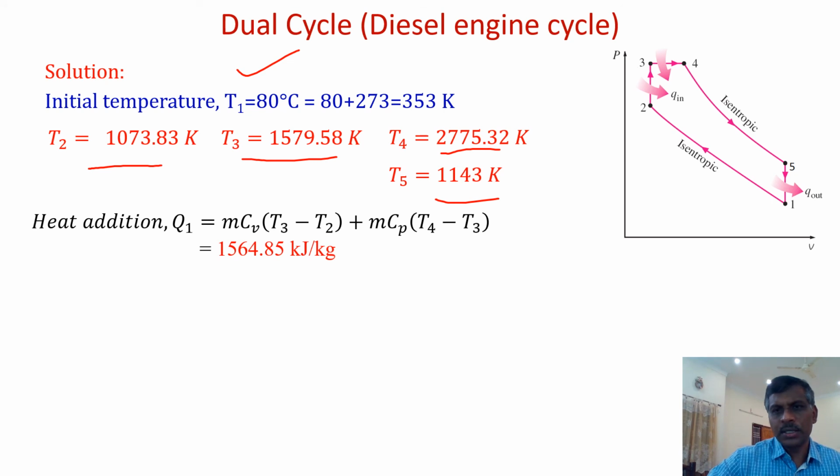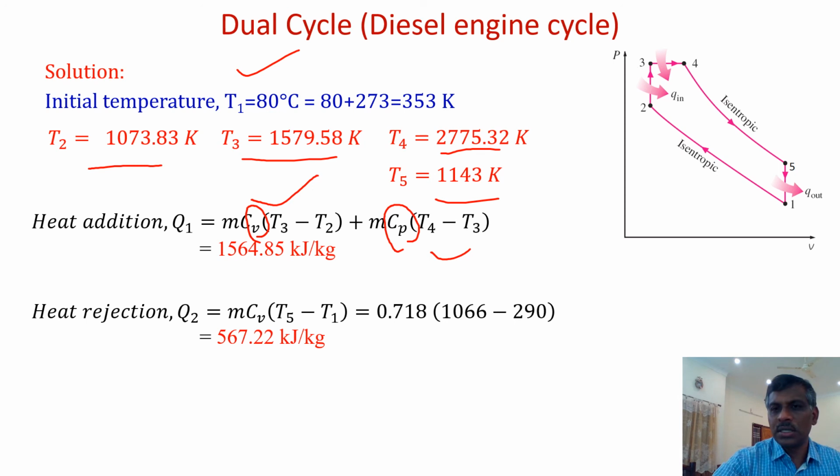Then for heat addition, you have to be a little careful. Heat addition is constant volume plus constant pressure. 2 to 3 is constant volume, and 3 to 4 is constant pressure. Be careful about Cv and Cp. Cp is 1.015 and Cv is 0.718. Then you will get the answer.